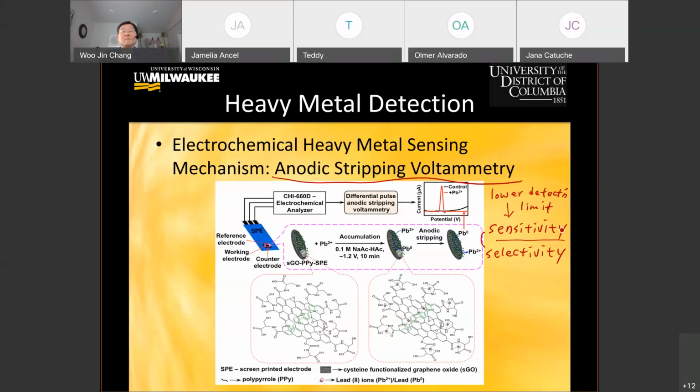So obviously, we want to detect lower concentrations of the target molecules as much as possible. Typically, I want to detect more than 10 times lower than the EPA limit, and usually we can easily go to 100 times lower. And selectivity is connected to the interference.